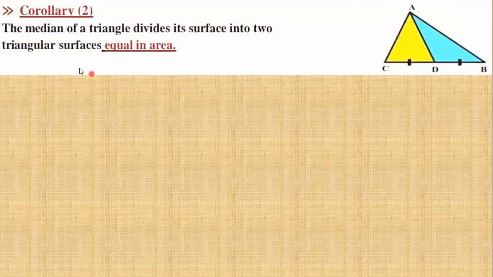Corollary number two. The median of the triangle divides its surface into two triangular surfaces equal in area. Here we have a triangle ABC and AD is a median, so I can deduce the area of triangle ADB is equal to the area of triangle ADC, and each of them equals half the area of triangle ABC.